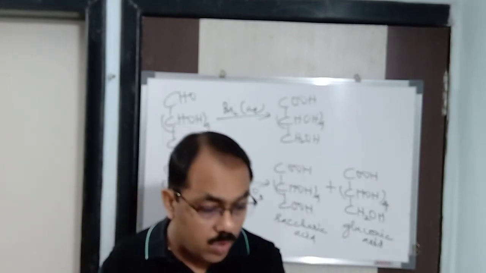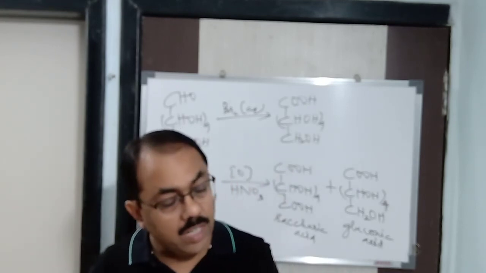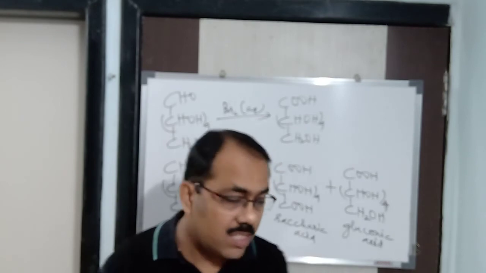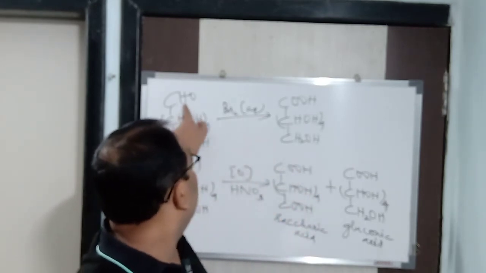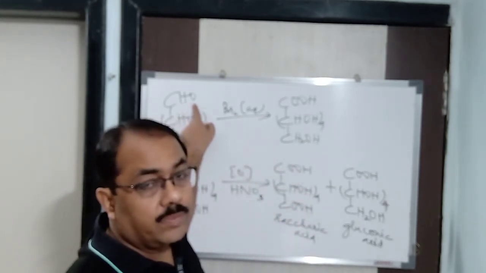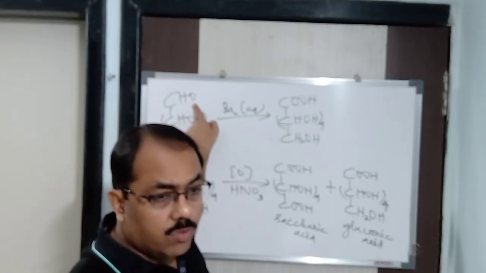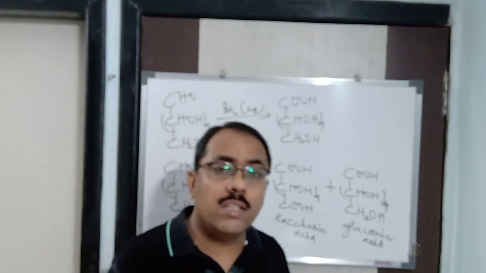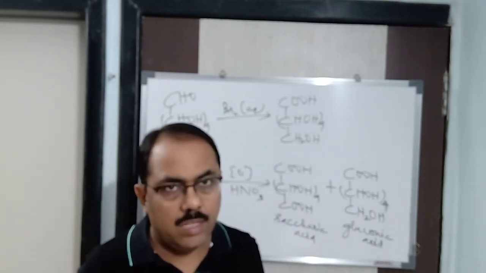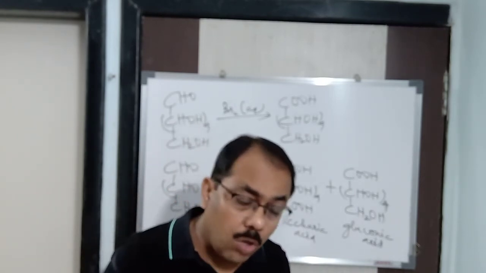Sorbitol is what? CH2OH, single bond, (CHOH) whole 4, single bond, CH2OH. Again I repeat, just simply CHO will be reduced to CH2OH. So CH2OH, (CHOH) whole 4, single bond CH2OH. What is that? That is called sorbitol, we can say that.